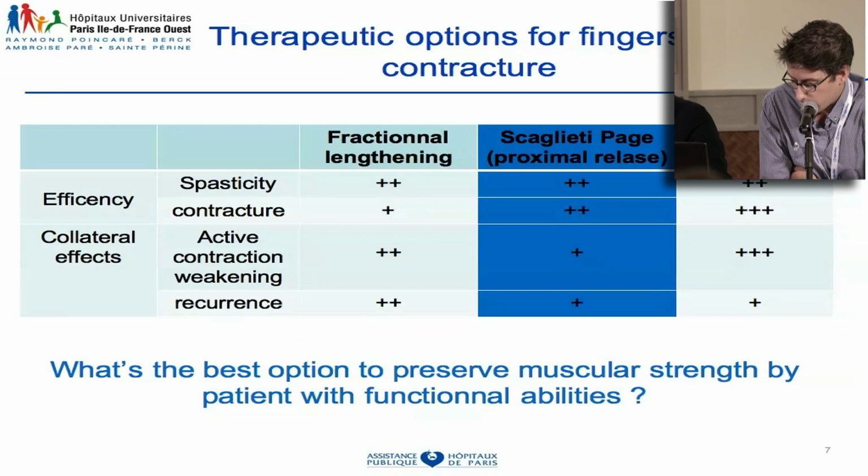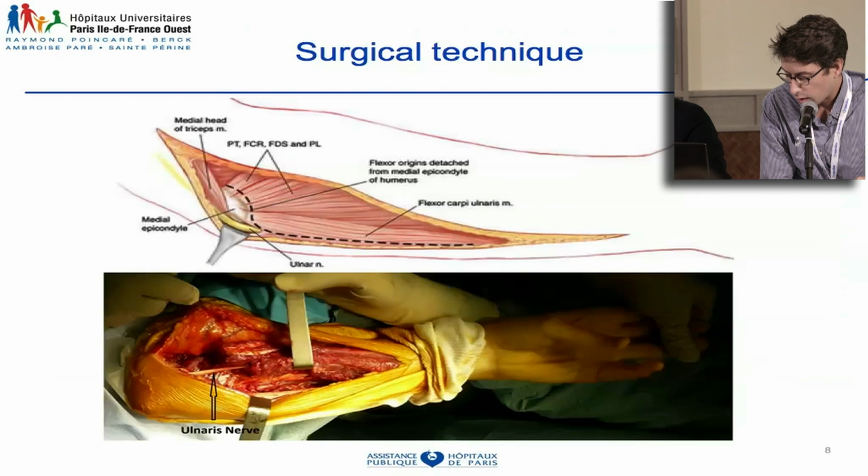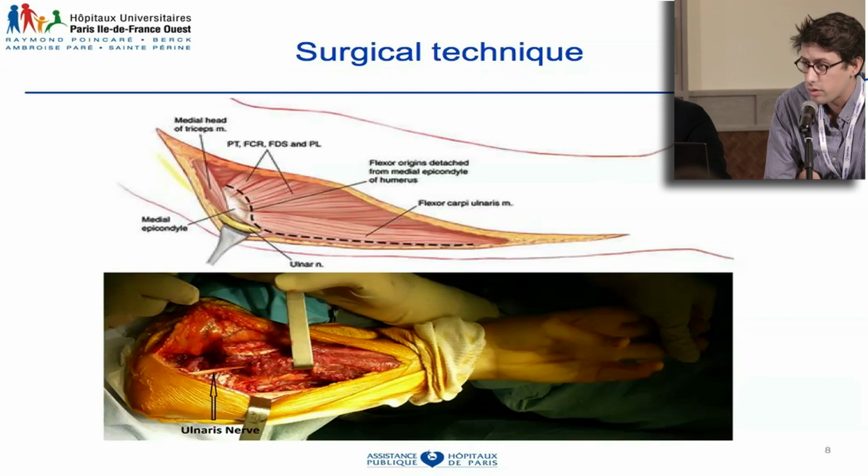The choice between the different techniques is based on the severity of the deformity and the surgical goal. As you can see on this slide, the proximal release, according to Scaglietti-Page, is the best balance between efficiency on spasticity and contracture, muscular strength preservation, and recurrence risk diminution. The different therapeutic options will be explained by François Genet after this presentation, so I only focus on the Page technique.